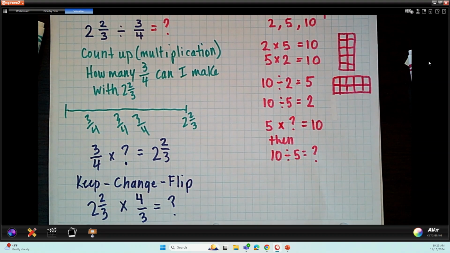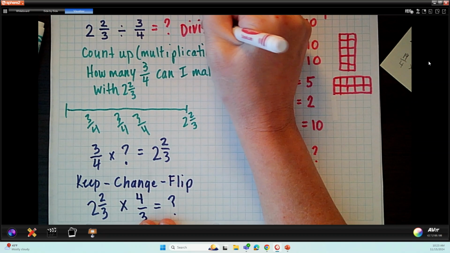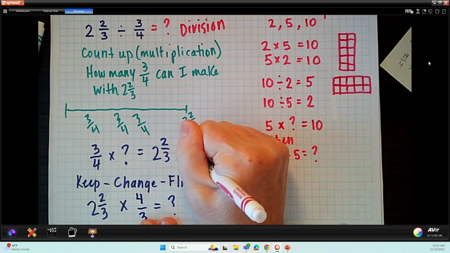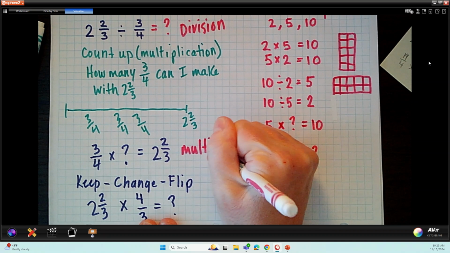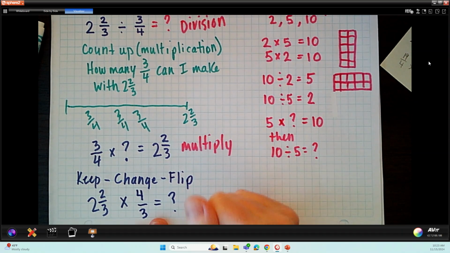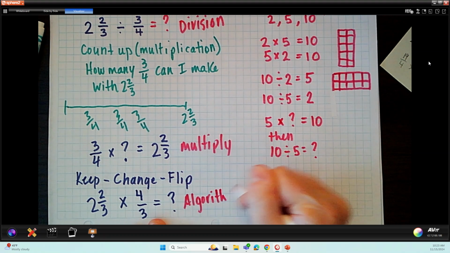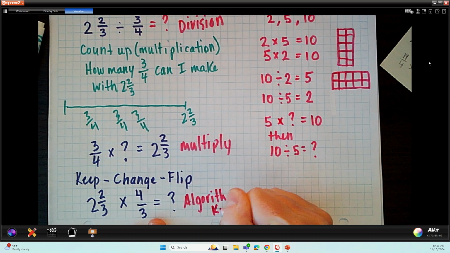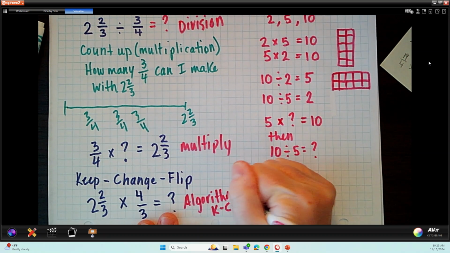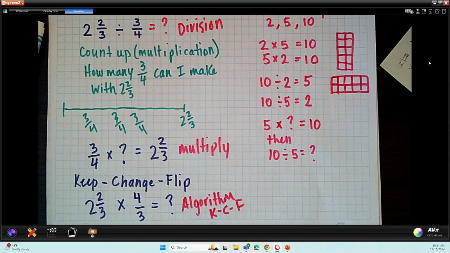So we can use division. Okay, we can just divide. We can use multiplication, which is just the division problem in reverse, or we can use the algorithm for division, which is keep, change, flip. Okay, so all three of these will get us that answer. Now, what does it look like? What does it look like in math?